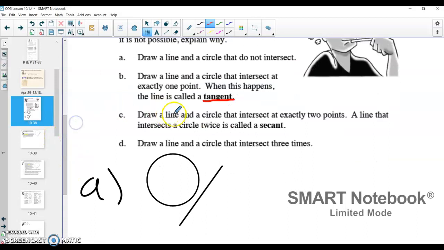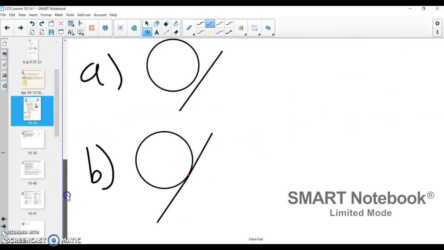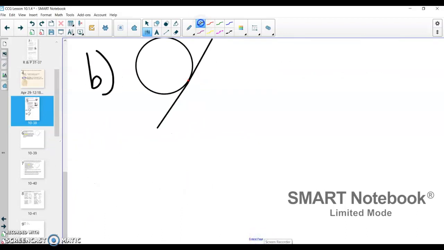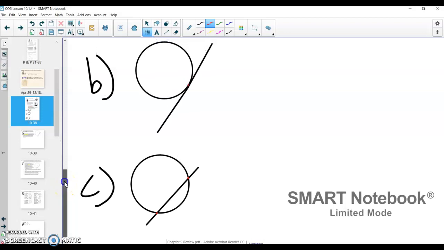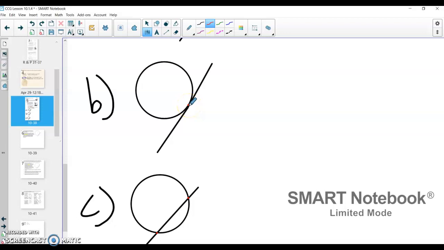Alright, so now C, draw a line and a circle that intersect at exactly 2 points. If we can do that, that line is going to be called a secant line. And this one is a little bit easier to make, I think. And so I'm going to go for C, use my circle again to create a circle. And now I just need a line that crosses 2 points, and right there is a secant line because it crosses, there's an intersection point right here and an intersection point right here. And that's the idea of a secant line. One line intersecting a circle at 2 points, tangent, one line intersecting a circle at 1 point.